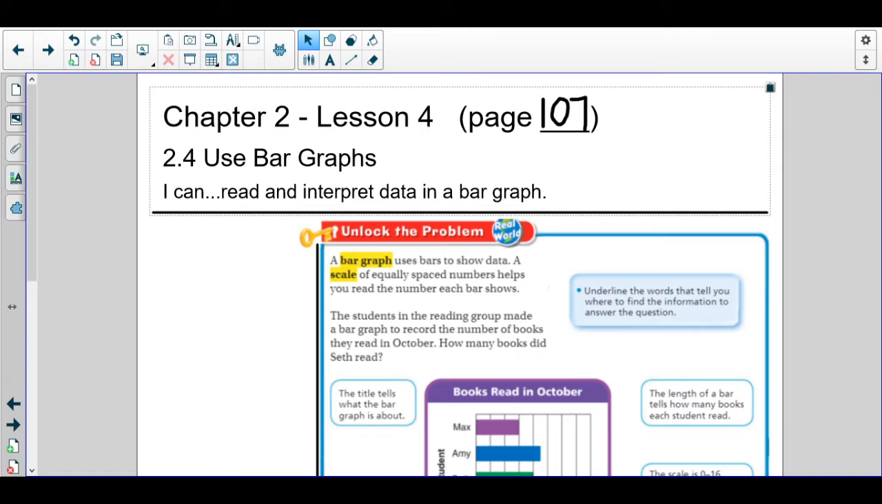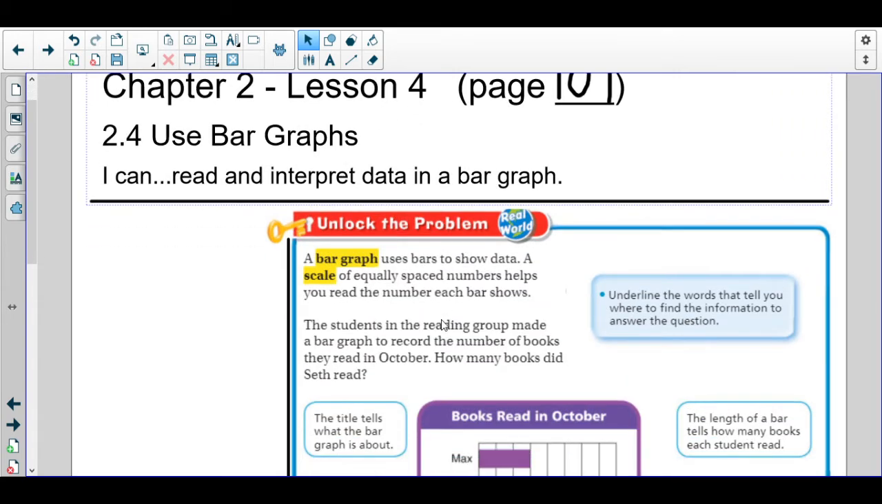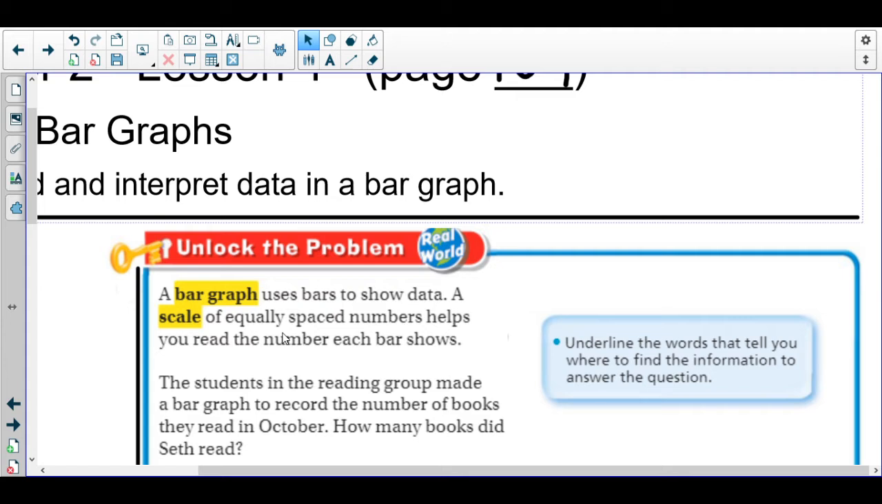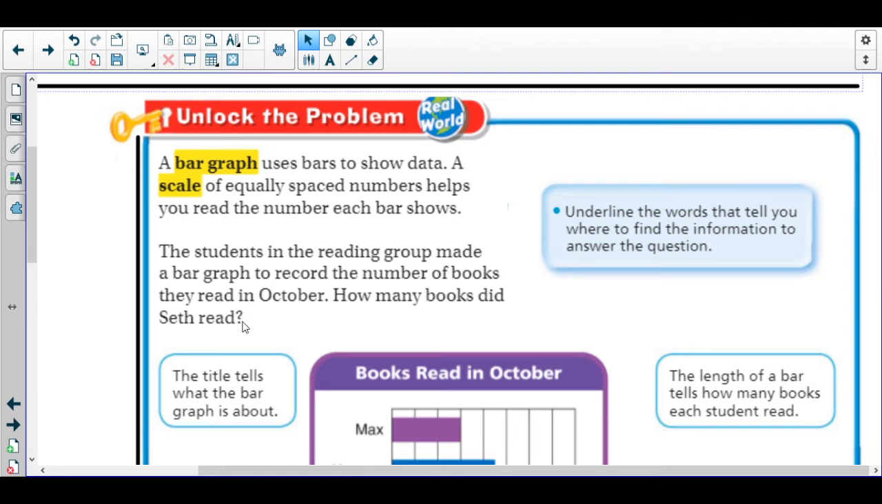So let's zoom in here just a little bit more so we can see what's going on. All right, here we go. So we're going to use a bar graph. A bar graph uses bars to show data. A scale of equally spaced numbers helps you read the number that each bar shows. So let's take a look here.